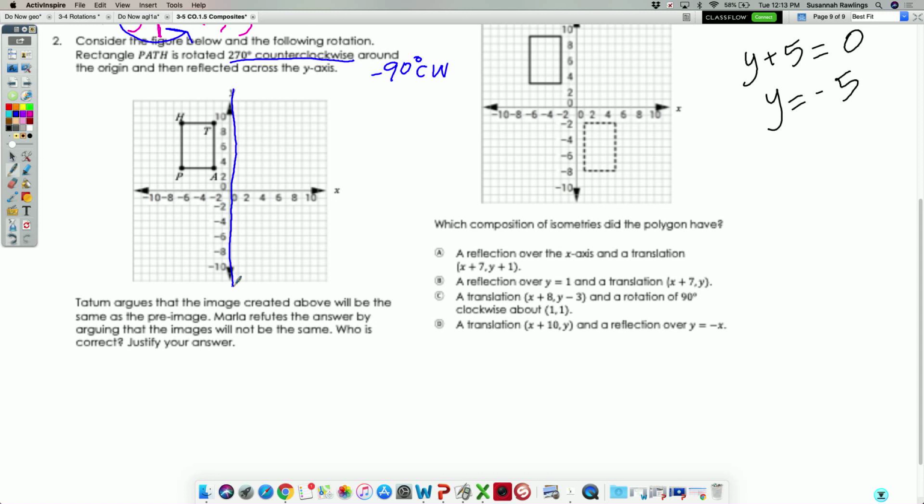Okay, let's think about this logically. If I rotate it 90 degrees clockwise, where's it going to go?